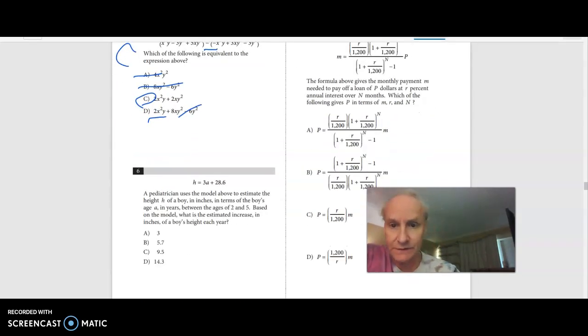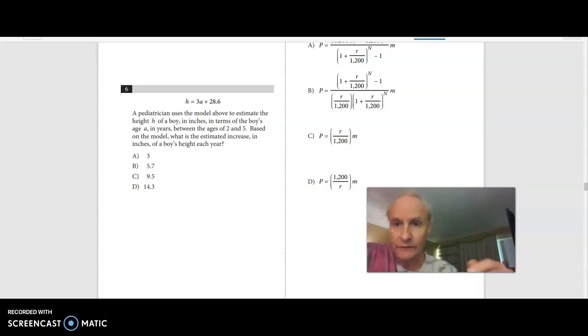Okay, so number 6. We've got a pediatrician who uses the model above. So 3 is the slope. That's the change in height per year, it looks like. And 28.6 is his length or his height to start with. So what is the estimated increase in inches of a boy's height each year? That is a slope, so it's 3. A. Just have to recognize it. Again, y equals mx plus b. This time they're asking about the slope instead of the y-intercept.